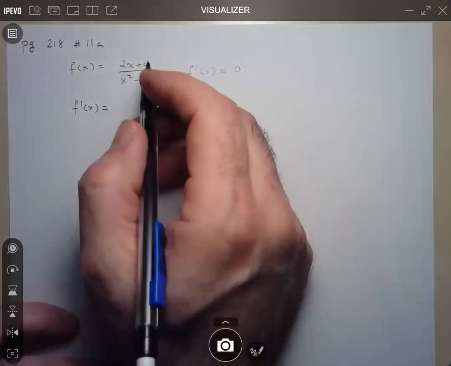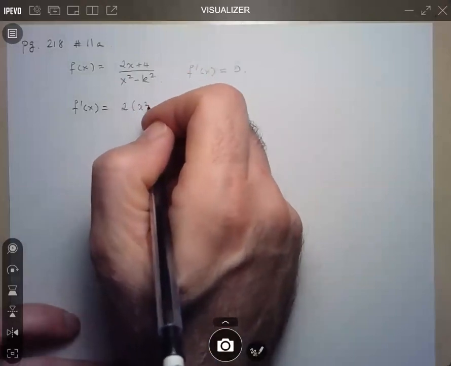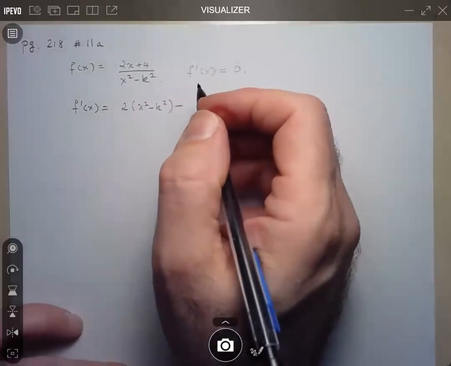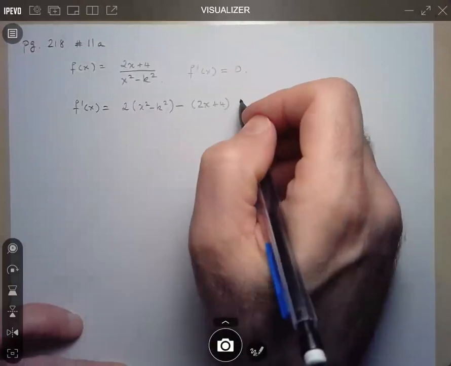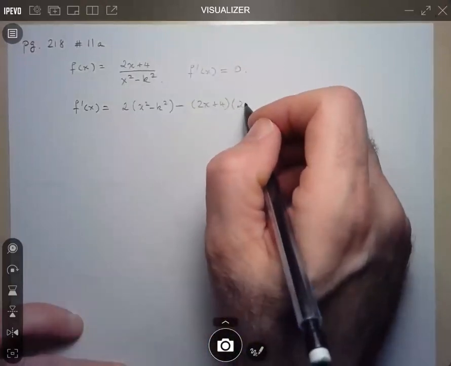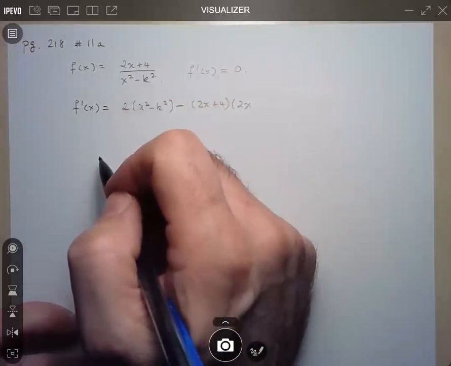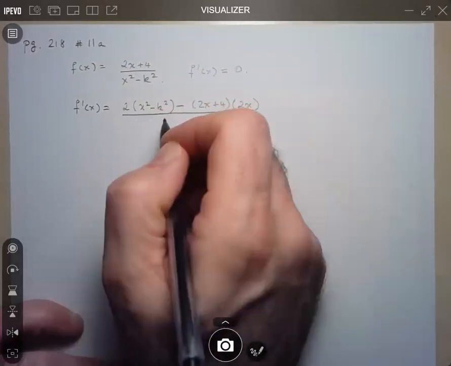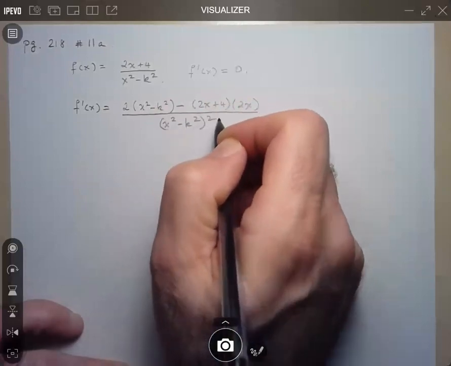Okay, so the derivative of the numerator is going to be 2 times the denominator function, so x squared minus k squared, minus the numerator function, 2x plus 4, times the derivative of the denominator function, which is just going to be 2x, because k is a constant, so k squared is also a constant. All of this over x squared minus k squared, all squared.